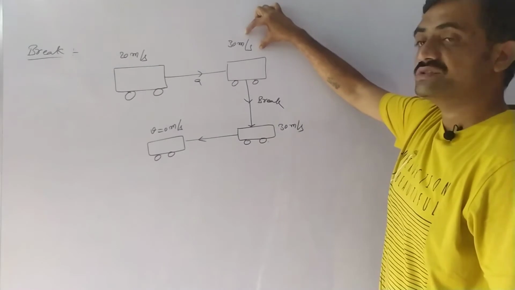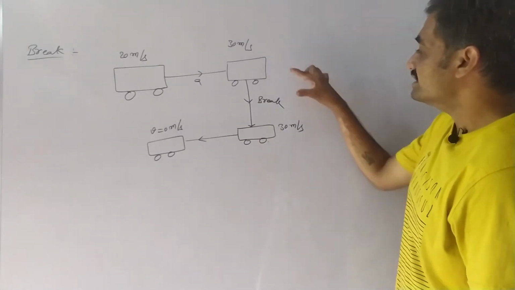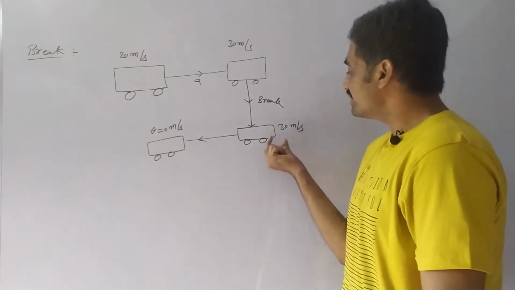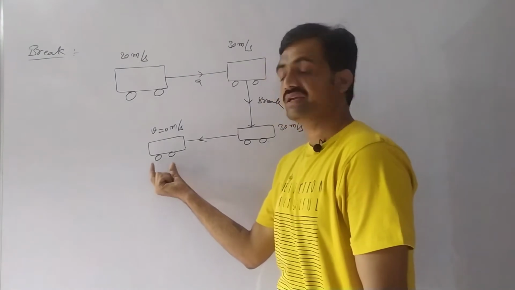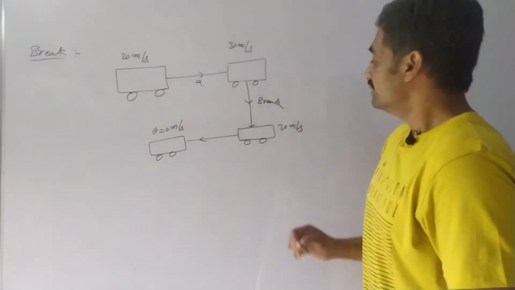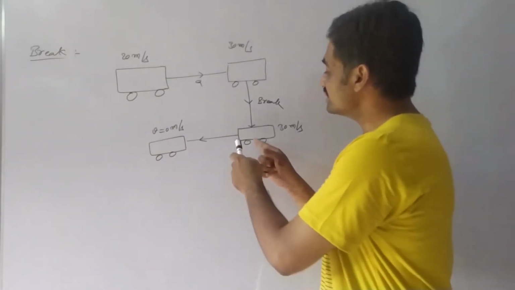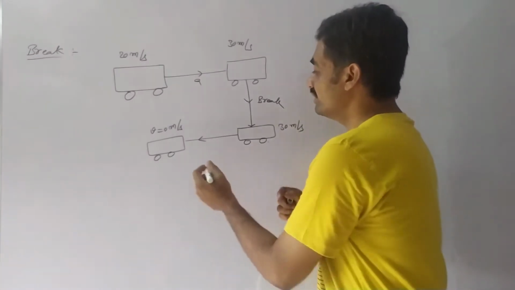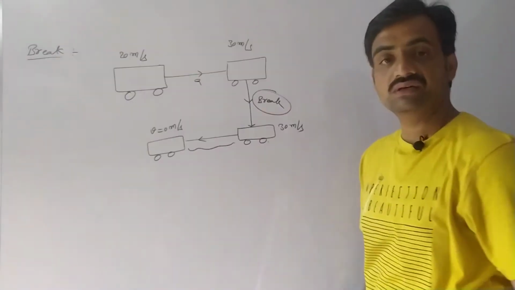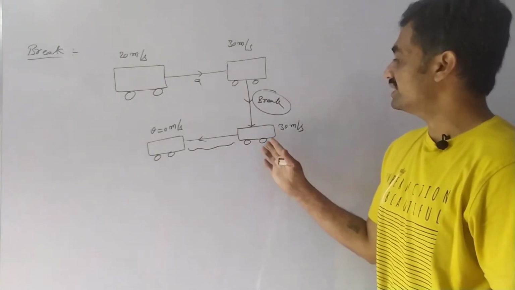As it attains this velocity, the brakes are applied by the vehicle, and as the brake is applied, its initial velocity is 30 meters per second. After applying the brakes, the vehicle comes to rest and attains a velocity of 0 meter per second. In some numericals, they ask us to find out the distance traveled by the body after applying the brakes. This distance is derived based on an equation.